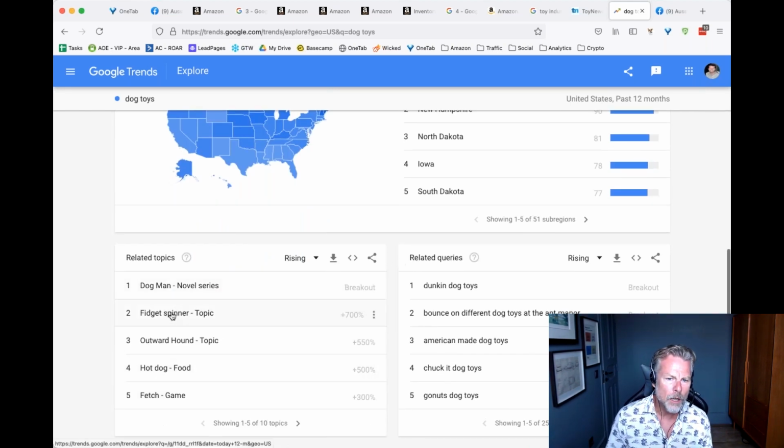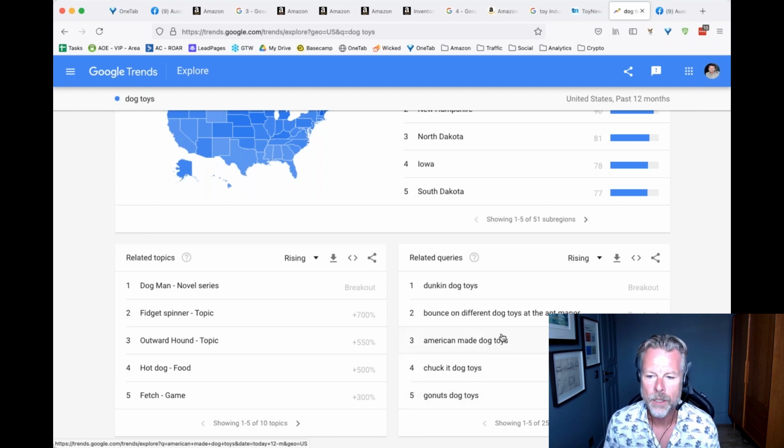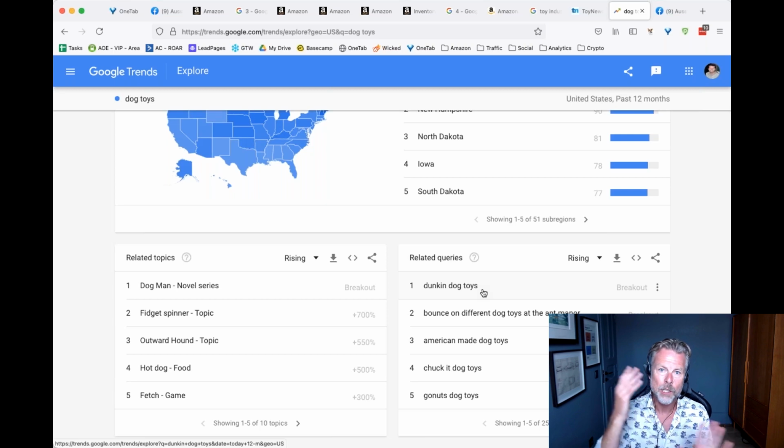Next, dog novel, fidget spinner, outward hound, hot dog food. No, don't want that. Dunking dog toys. That's a breakout search. I've got no idea what that is. Chuck it dog toys, also breakout search. Go nuts dog toy, also breakout search. I don't know what they are, but they would be things I'd go check out to see if there's a trend happening, something I could tap into.